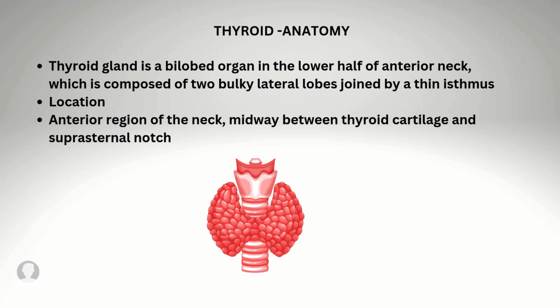Thyroid gland is a bilobed organ in the lower half of anterior neck which is composed of two lateral lobes joined by a thin isthmus. It is located in the anterior region of neck midway between the thyroid cartilage and suprasternal notch.